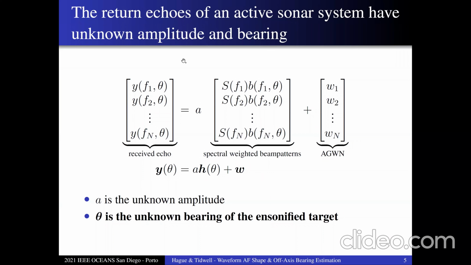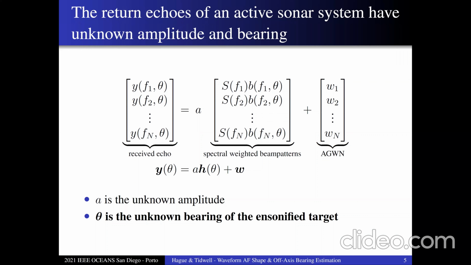So we see here that the received echo Y, received through frequencies F1 through Fn, being returned by the target at some unknown varying angle theta, is simply a scaled version of the product of the transmit waveform spectrum S of F1 through Fn, and is being weighted by the transducer's beam pattern, which is also frequency dependent. And of course, this is embedded in additive white Gaussian noise.